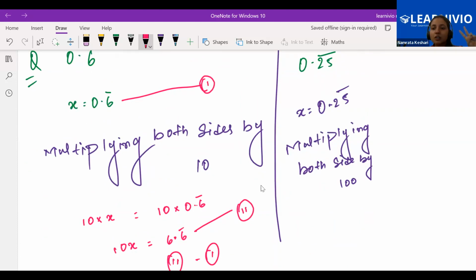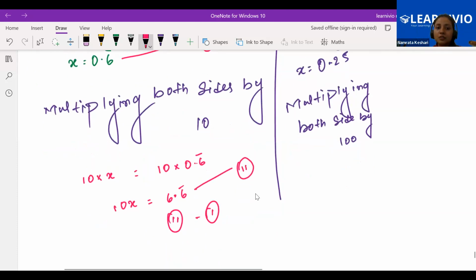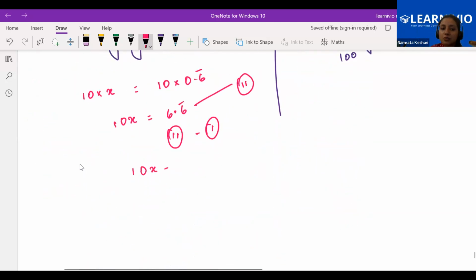Whenever we are subtracting or adding two equations, we have to add left hand side with left hand side and right hand side with right hand side. When you are doing the subtraction, you have to subtract left hand side with left hand side and right hand side with right hand side. Okay, so the left hand side of equation 2 is 10x minus equation 1's left hand side is x. Can you see it?